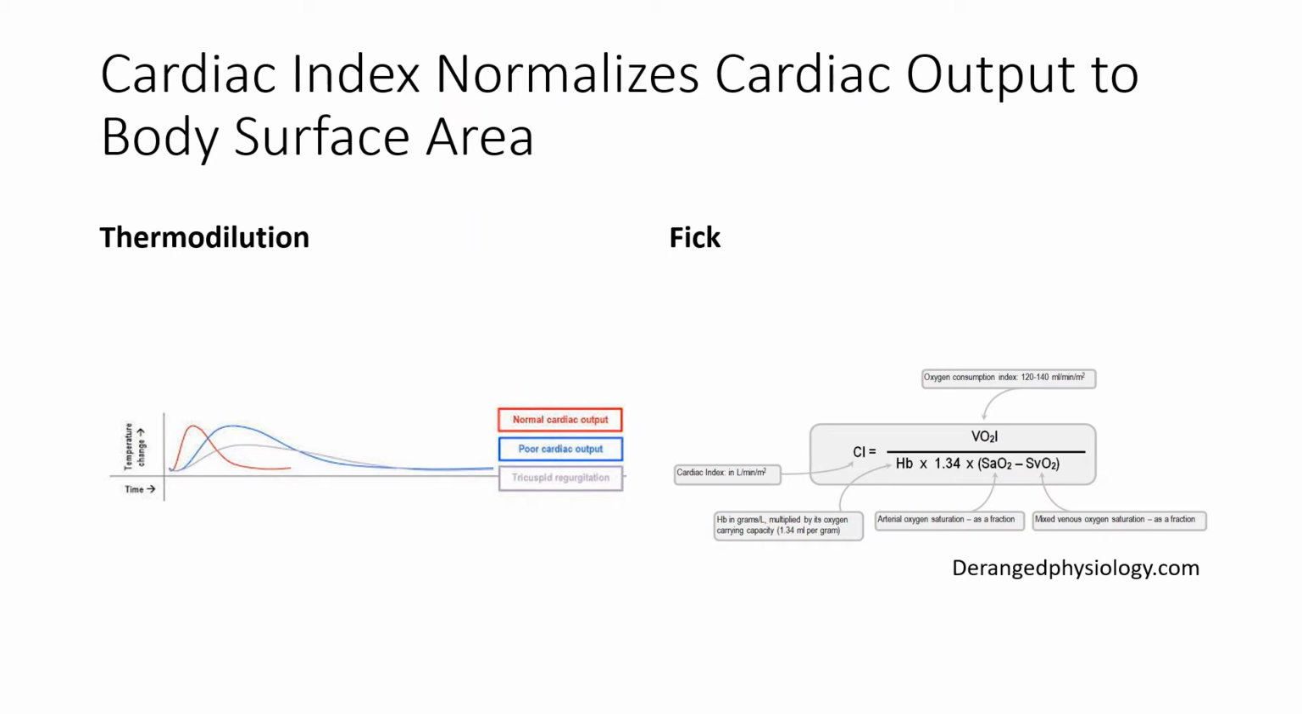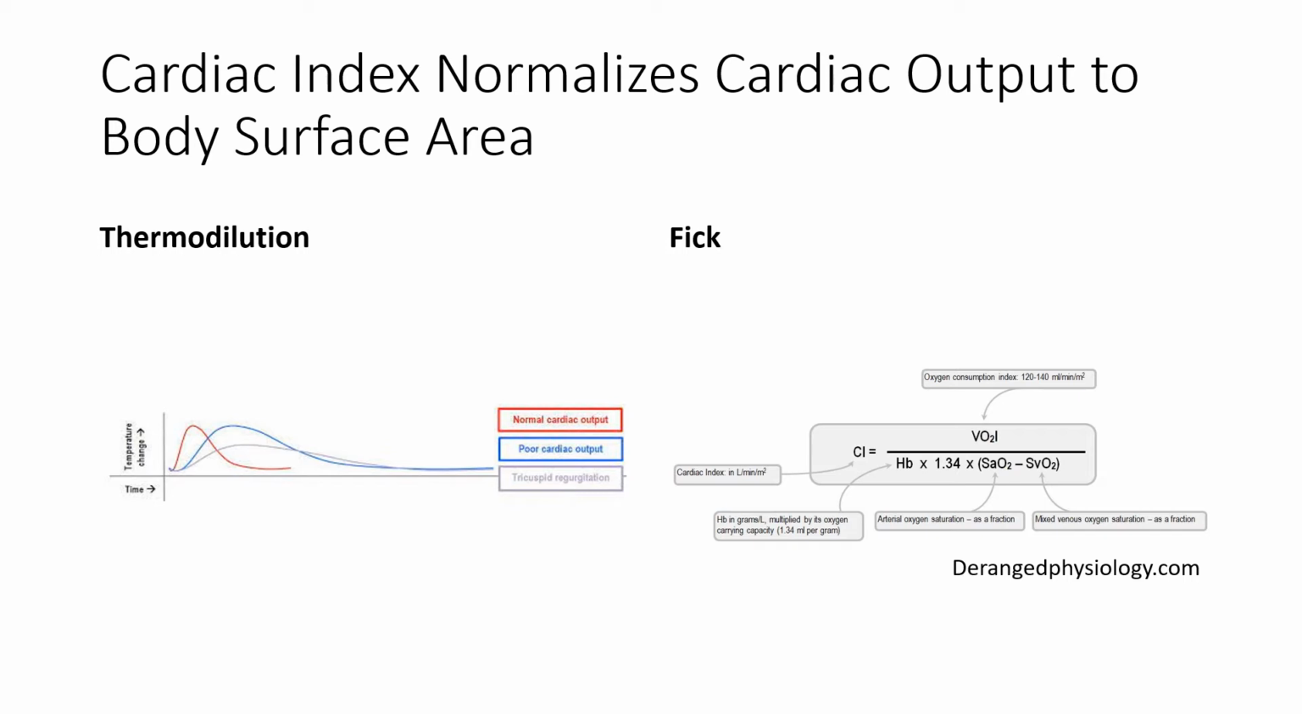So cardiac index was a concept that I mentioned earlier. We reported on the cardiac output, which was 2.2. However, cardiogenic shock is defined as a cardiac index of 2.2. And cardiac index normalizes the cardiac output to the body surface area. So there are two different ways in which one can measure it. It can be measured through thermodilution, or it can be measured through Fick. What is thermodilution? Well, I'll go over the Swan-Ganz catheter in a moment.